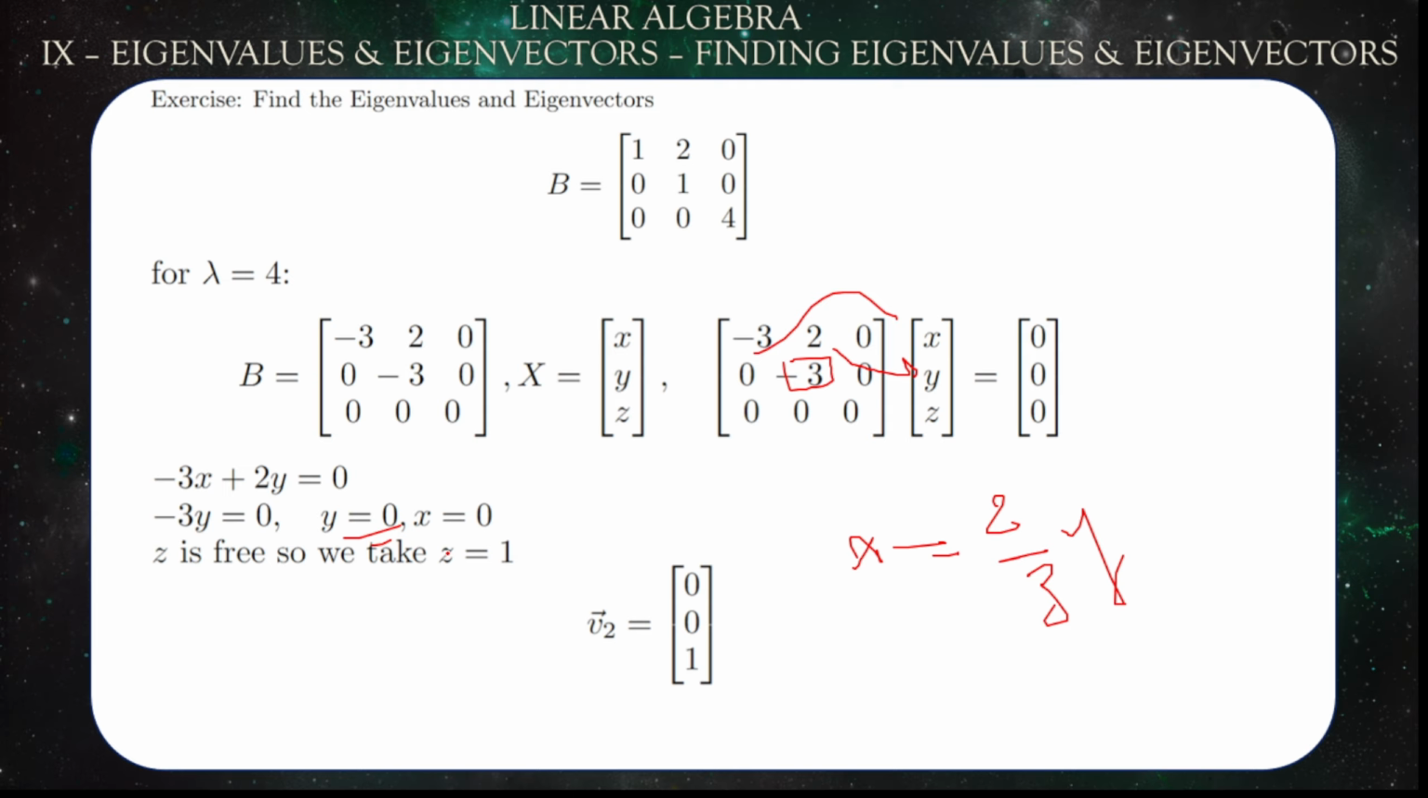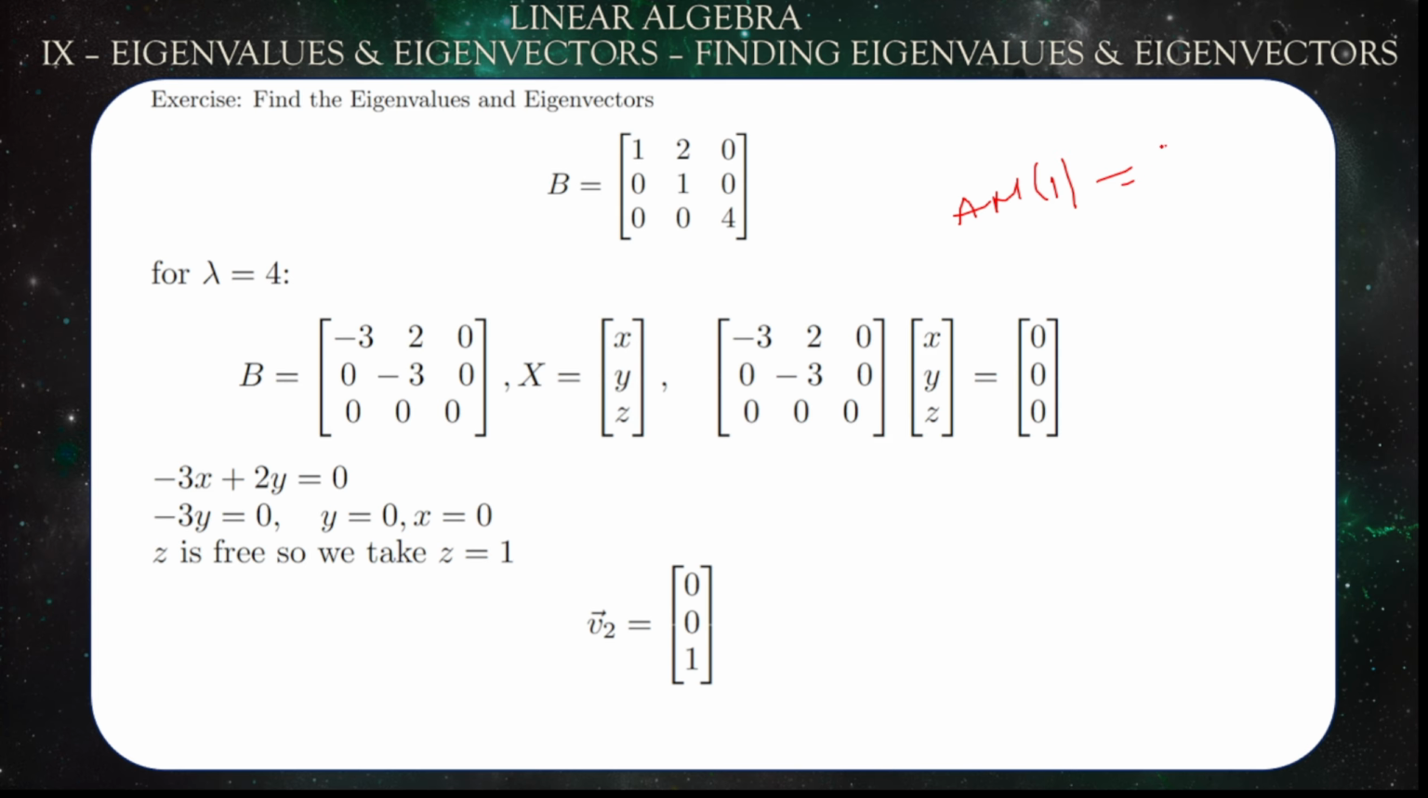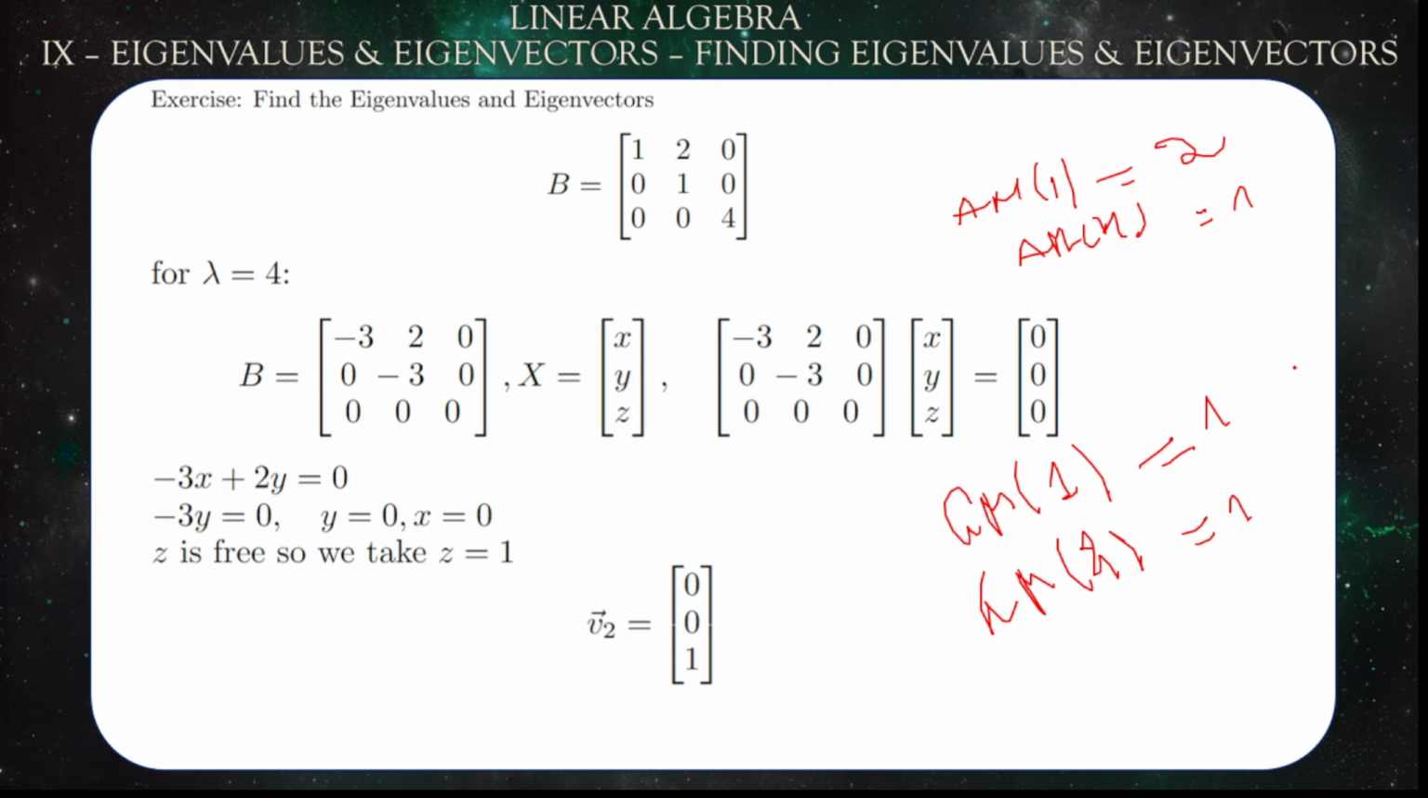Z is free, so we take it as z equal 1. So V2 is equal to (0, 0, 1). As a result, what we have so far is AM1 equal to 2, since it is repeated twice, and AM4 equal to 1. As for the geometric multiplicity, GM of 1 gives us 1 vector, and GM of 4 also gives 1 vector. Now, GM1 is different than AM1: GM1 is 1, which is different than 2, which is AM1. Hence, this matrix is not diagonalizable.